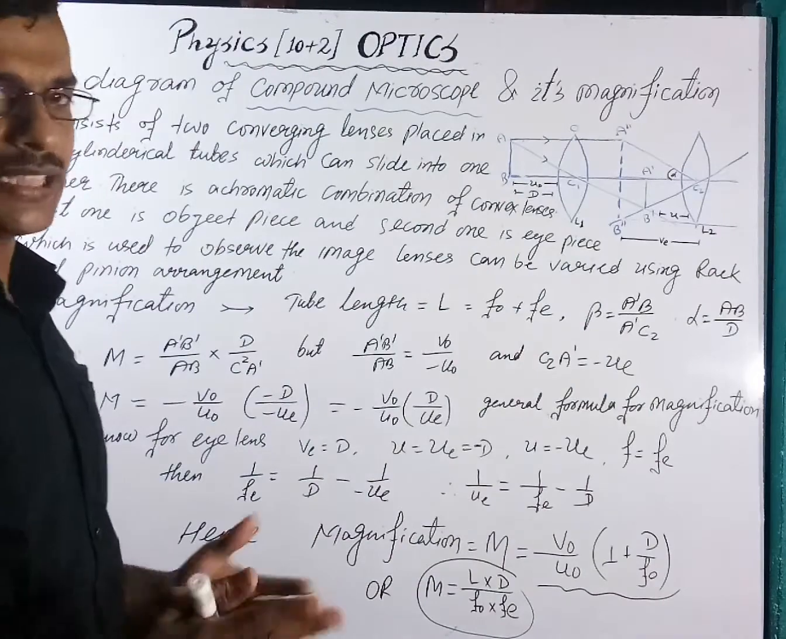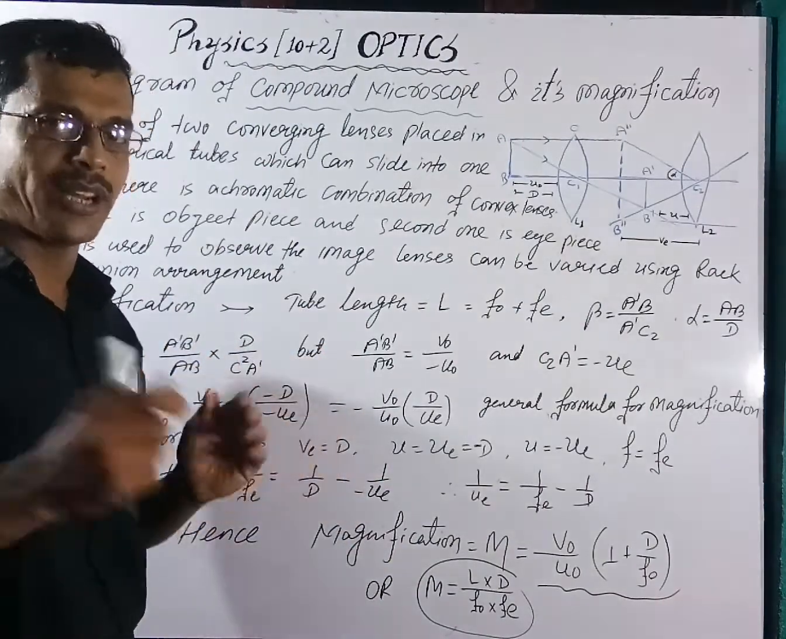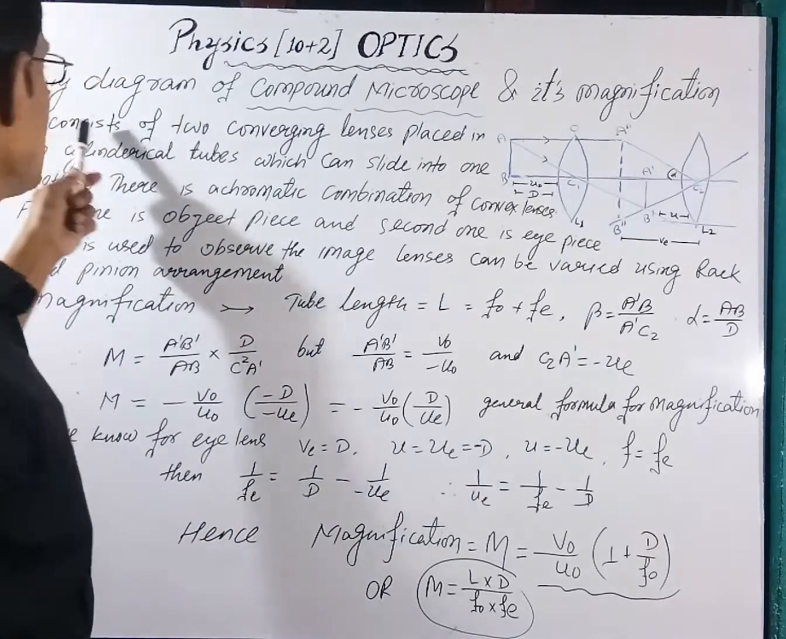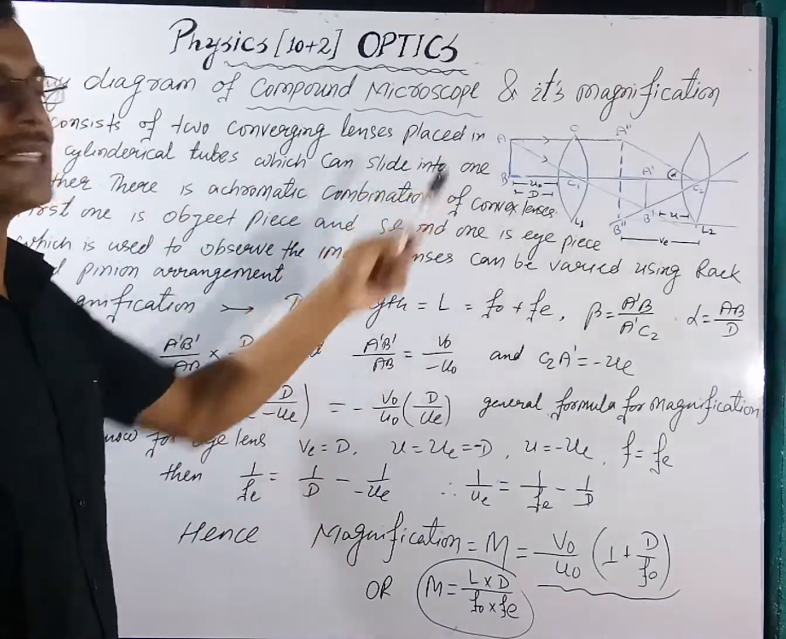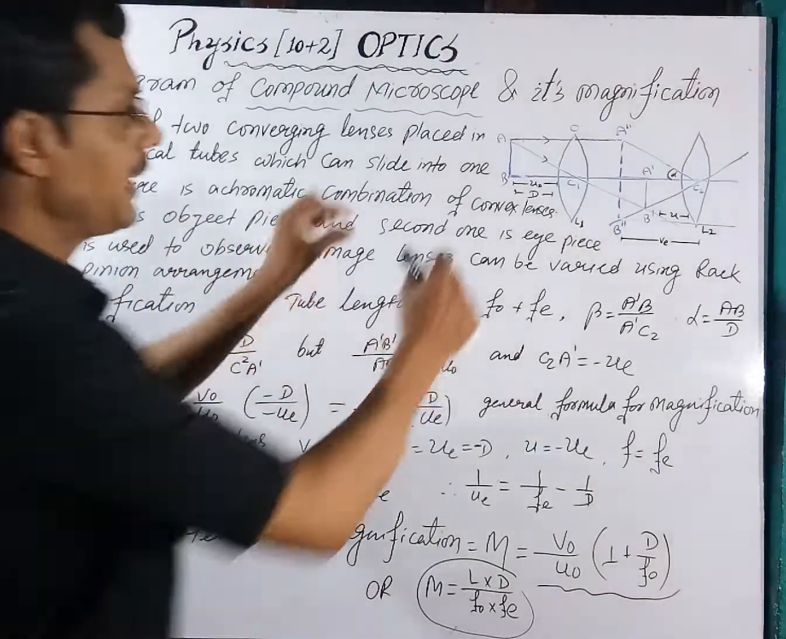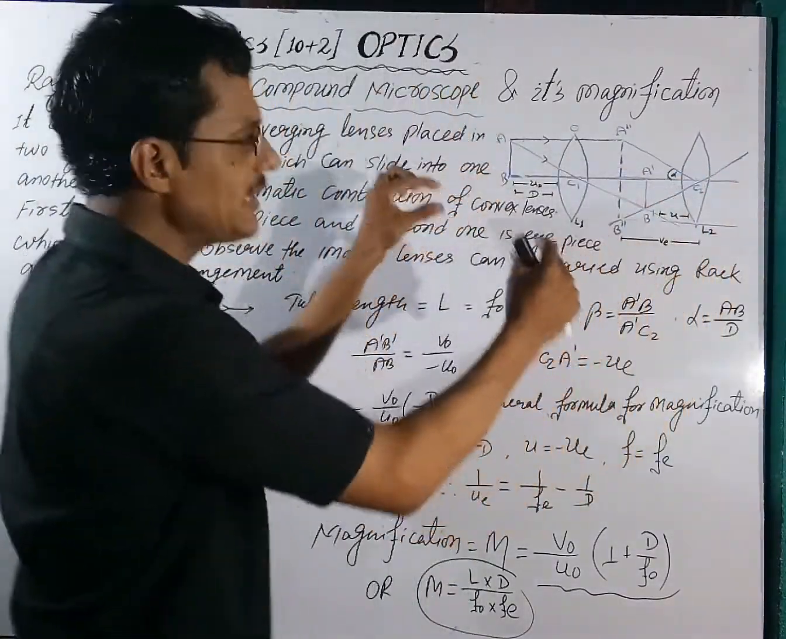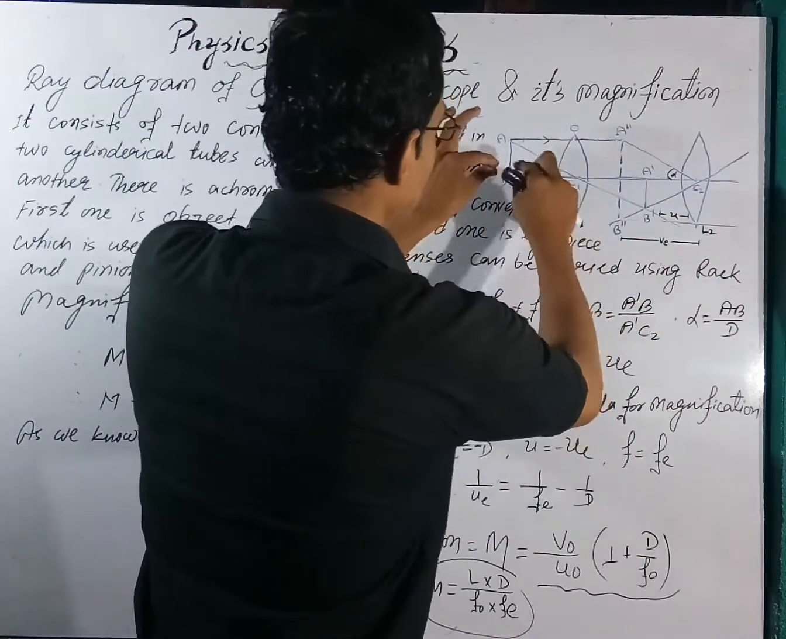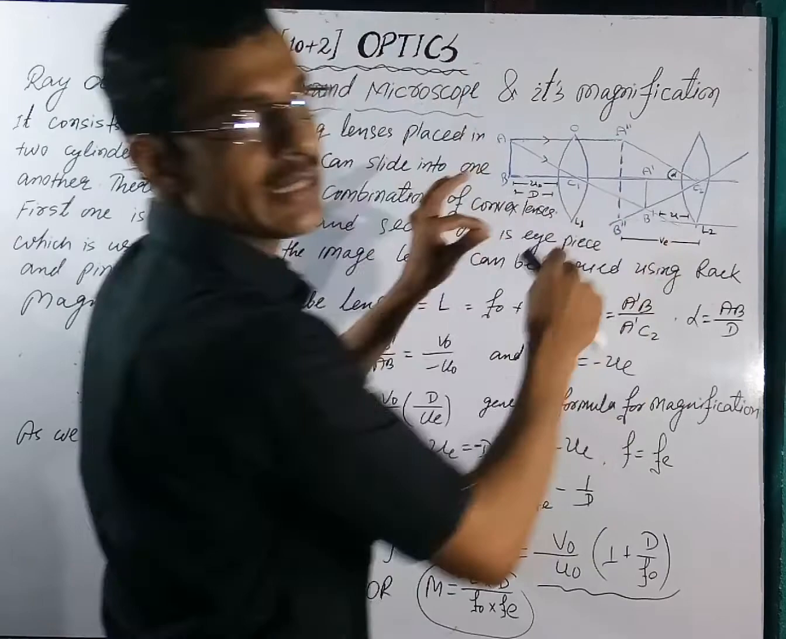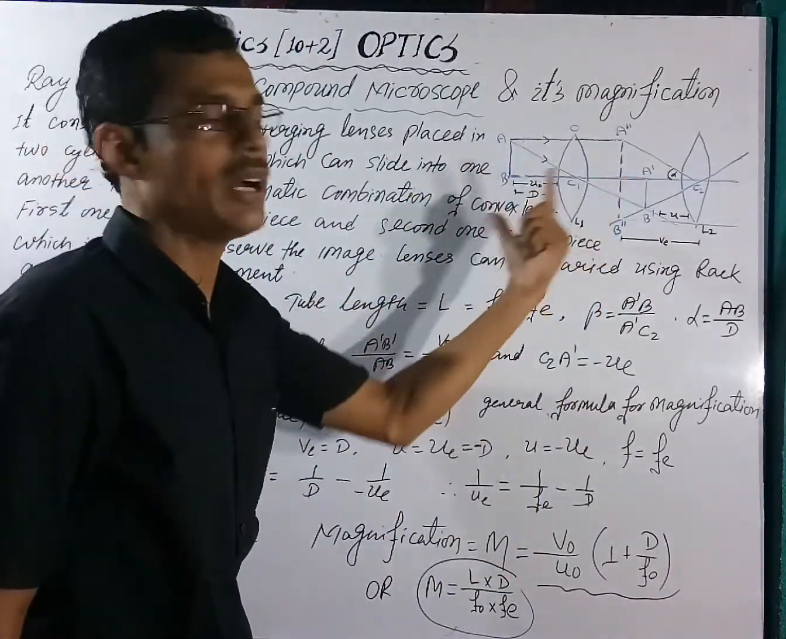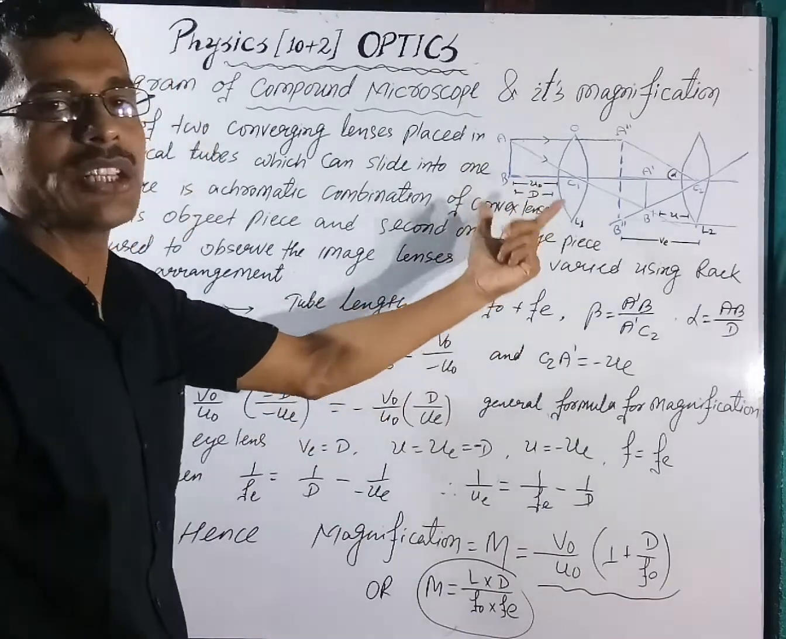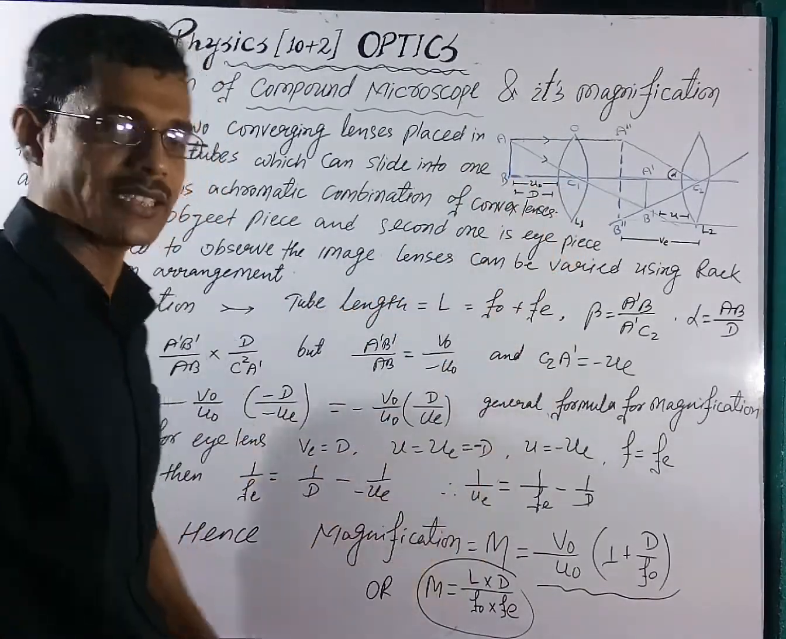Now the statement, as I told you, you can write in your own words, or it should pertain to physics language. It consists of two converging lenses placed in two cylindrical tubes which can be slid into one another. These two lenses are not fixed, they can be varied. They can be slightly moved from each other. We can move both a little and vary their positions, so that the formation of the image can be justified properly.